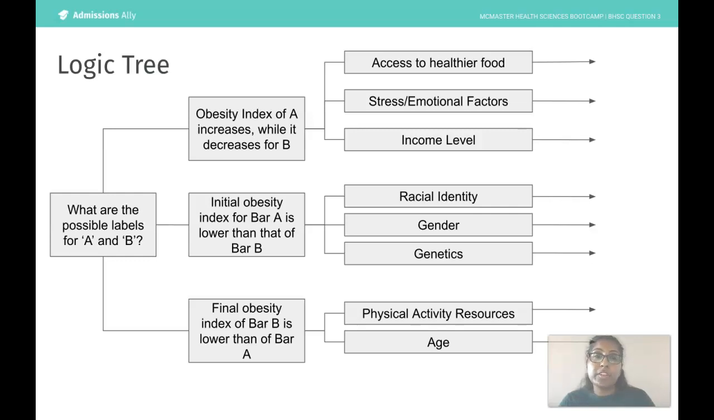If you have trouble getting started, which, for someone who's never done a logic tree before, it can be, we recommend you start with the original question, then branch out into observations, and then branch out into why you see those observations happening.